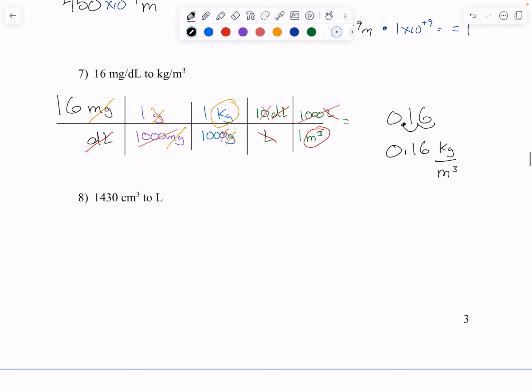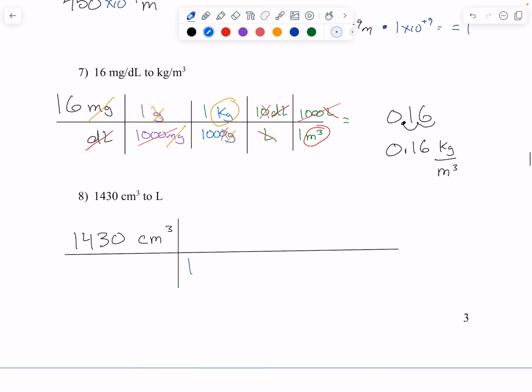Same thing with number 8. I have 1430 centimeters cubed. And we'll do this very long for us so we can see it. But we've learned that 1 centimeter cubed is 1 milliliter.